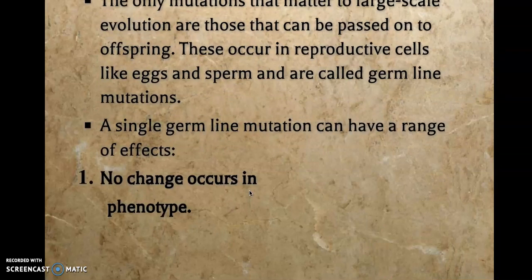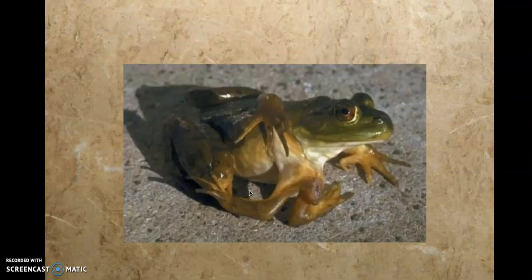Mutations that occur on a larger scale can be passed on to offspring. They're called germ-line mutations. A single germ-line mutation can have a range of effects. One, no change in the phenotype. Phenotype, if you remember, is what an individual looks like. So that wouldn't be this. That's a major change in the phenotype with that poor looking frog.